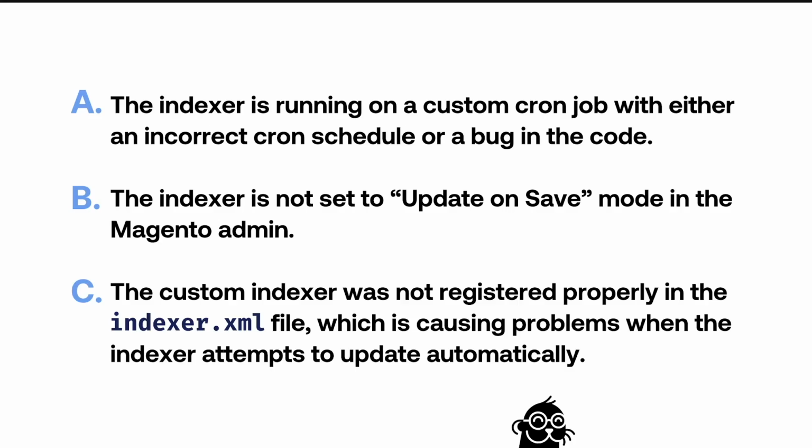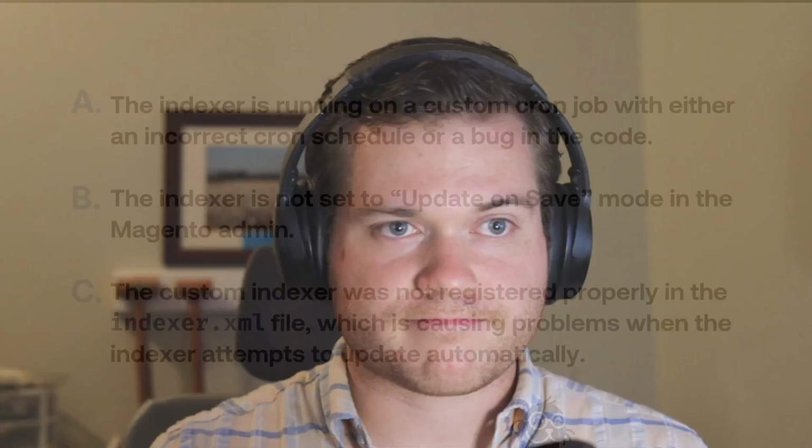The custom indexer was not registered properly in the indexer.xml file, which is causing problems when the indexer attempts to update automatically. Now, the question does mention that the indexer is running successfully when it is run manually. So obviously, with that being the case, we have registered the indexer correctly. We have it set up in indexer.xml. If there was a problem with the ID or the class or the handler that's defined there, we would be seeing that when we're running the indexer manually. Since it's all running successfully, we can rule out option C, leaving option B as our correct answer.